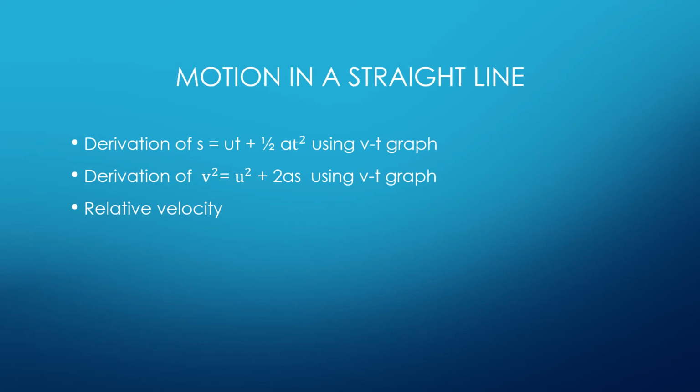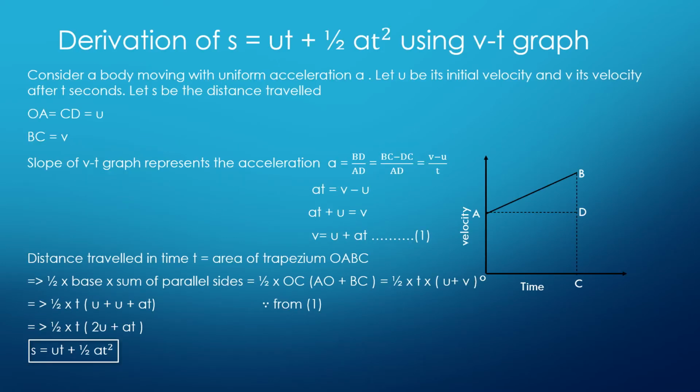Hello students, today let us continue again the motion in a straight line chapter and derive the equation of motion, that is S is equal to ut plus half at square using the velocity time graph, and also we derive the equation v square is equal to u square plus 2as using velocity time graph, and we'll understand the concept of relative velocity. Let's derive the equation S is equal to ut plus half at square using velocity time graph.